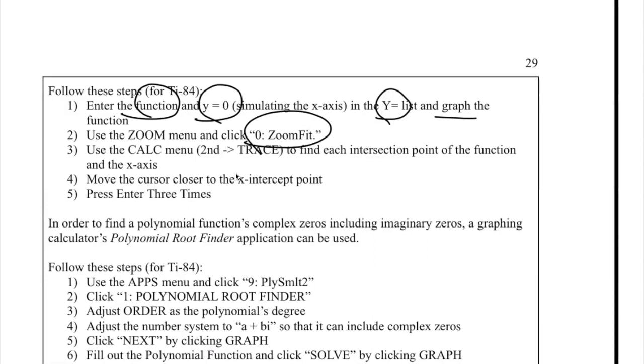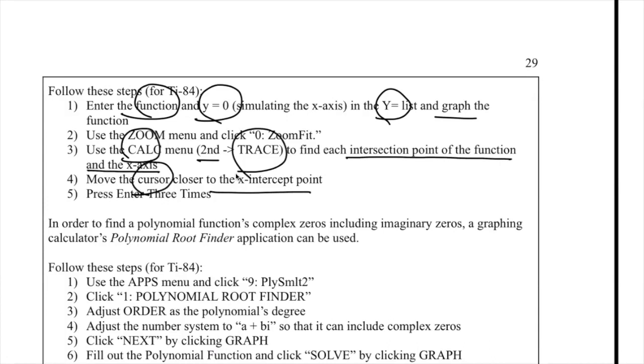And then you're going to use the calc menu. How can you use the calc menu? You're going to click the second button, the blue one, and then click trace. Second trace is calc. If you click calc, there will be a feature or an option where you can find the intersection point. If you were to find the intersection point of the function and the x-axis, that's essentially what the x-intercept is by definition. And you're going to move the cursor closer to the x-intercept point.